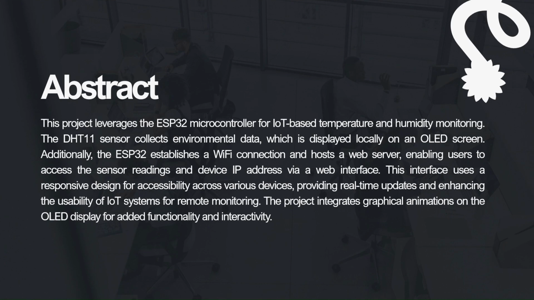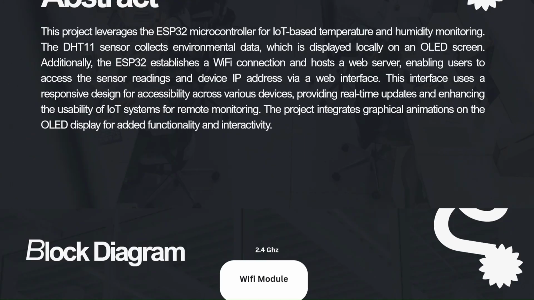Next we get into the abstract. Here we used the ESP32 microcontroller for IoT based temperature and humidity monitoring. The DHT11 sensor collects environmental data such as temperature and humidity, which is displayed locally on an OLED screen. Additionally, the ESP32 establishes a Wi-Fi connection and hosts a web server, enabling users to access the sensor readings and device IP address via a web interface. This interface uses a responsive design for accessibility across various devices, providing real-time updates and enhancing the usability of IoT systems for real-time remote monitoring.